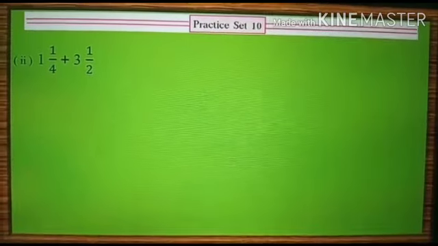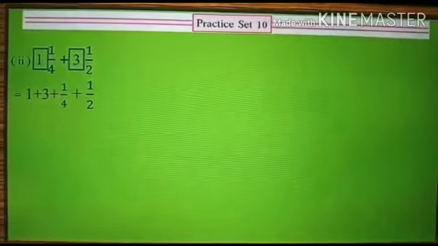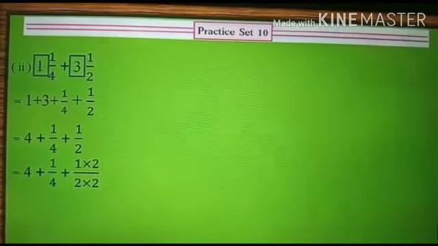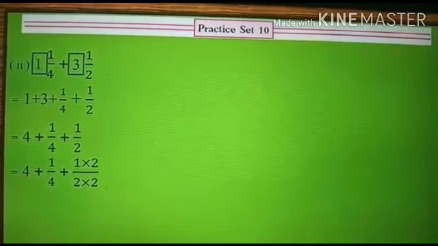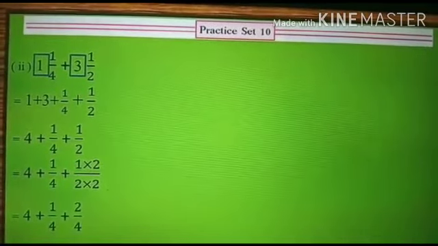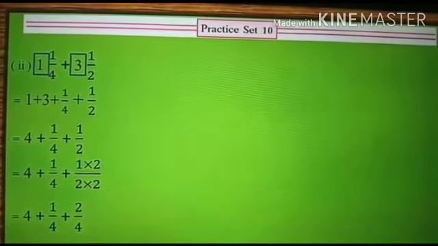Now, practice set 10. 1 upon 4 plus 3, 1 upon 2. 1 and 3 are whole numbers, so we can add them. 1 plus 3 plus 1 upon 4 plus 1 upon 2. 4 plus 1 upon 4 plus 1 upon 2. Denominators are not same, so we have to make them same first. So the second fraction we have to multiply by 2. In the next step, 4 plus 1 upon 4 plus 2 upon 4.